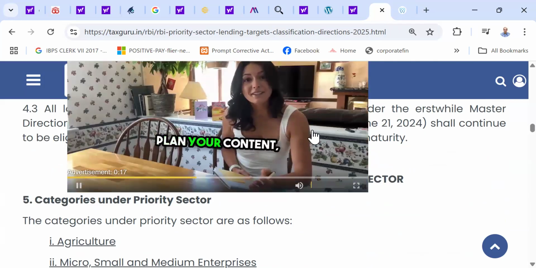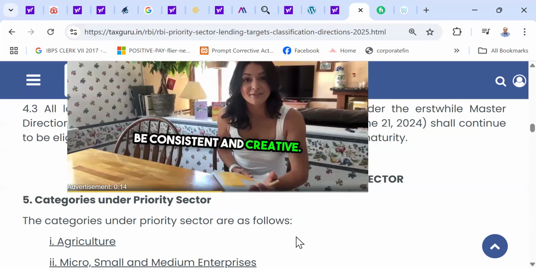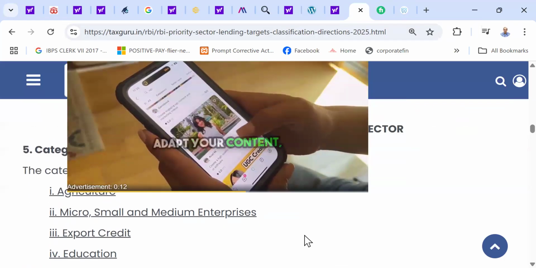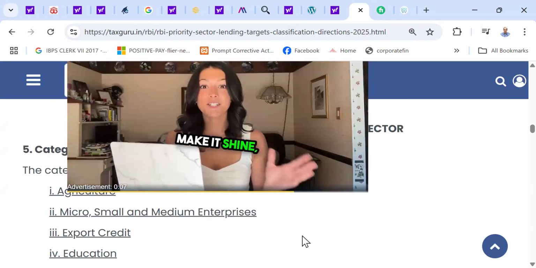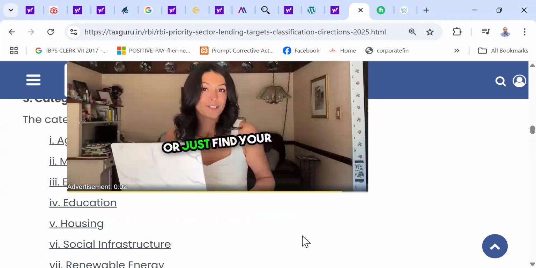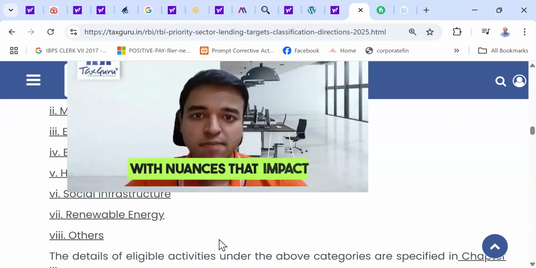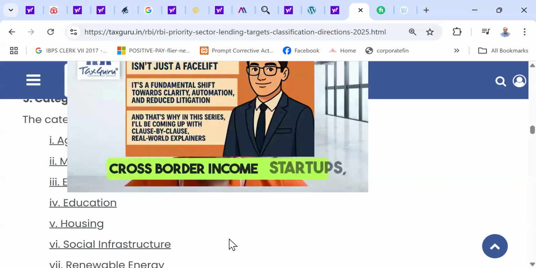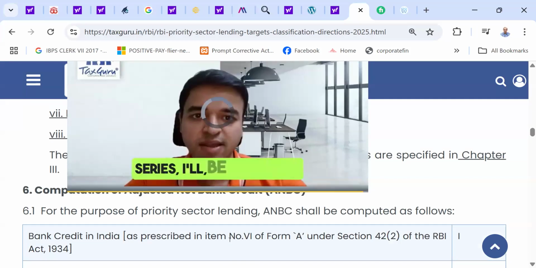Chapter 2, categories. Categories under priority sector: agriculture, micro, small and medium enterprises, export credit, education, housing, social infrastructure, renewable energy, and others. The details of eligible activities are specified here.